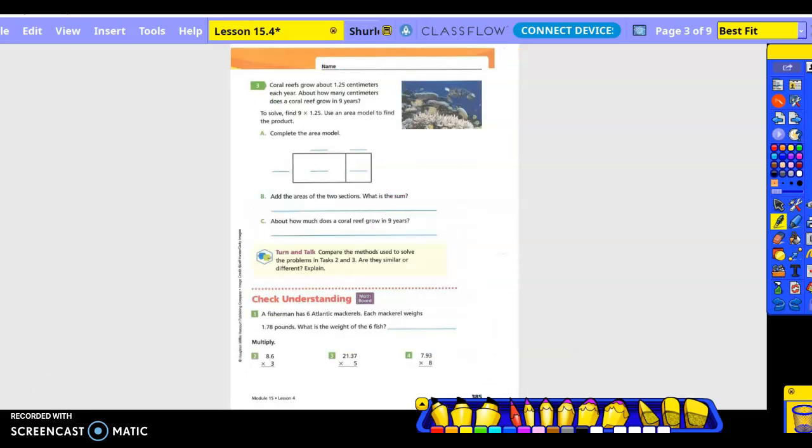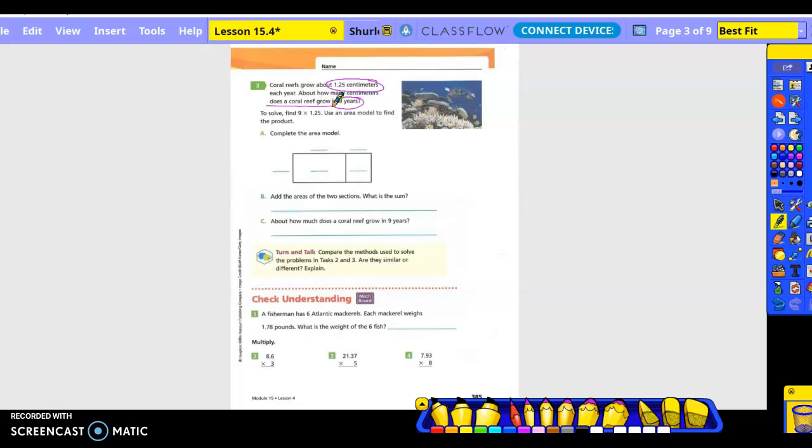Number 3, coral reefs grow about 1 and 2,500 centimeters each year. About how many centimeters does the coral reef grow in 9 years? So we have 1 and 2,500 centimeters, 9 years, and they want to know how much it grows then. So to solve, find 9 times 1 and 2,500. Use an area model to find the product.